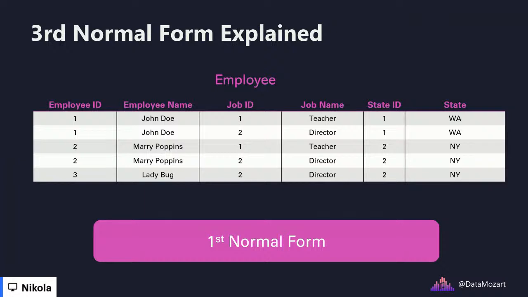As you may see, each row represents one employee, her or his name, job ID and job title, as well as the state code and state name of the employee. So this table is considered to be in first normal form. So let's pull our sleeves up and start with the normalization process.